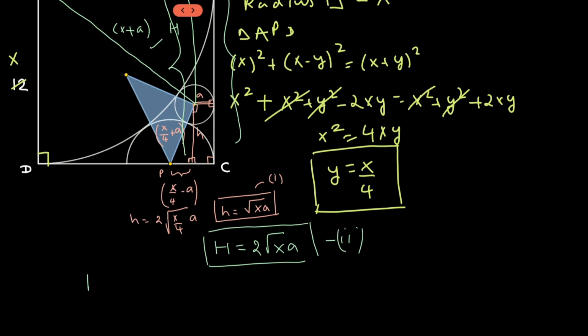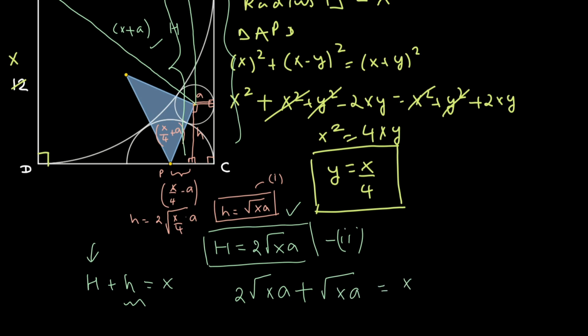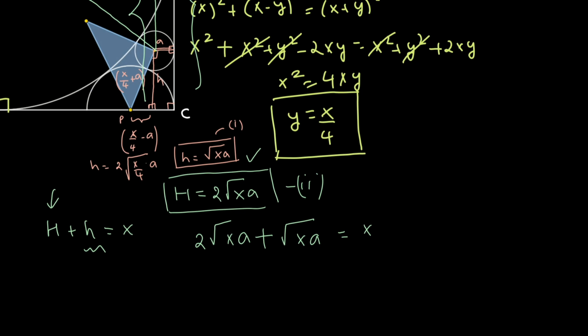So let me write it over here, capital H plus small h, and this would be equal to the length present on the right hand side, that is ultimately the side of the square, and that is already equal to x. Now we have got the value of capital H, that is 2 times the square root of x times a. So 2 times the square root of the product x a plus the value of small h we have got as the square root of the product x a, and this equals x. Now these two terms are like terms, so we can simply add them to get 3 times the square root of x a equals x. We can square both sides and simplify. So finally we will get the value of a equal to x upon 9.